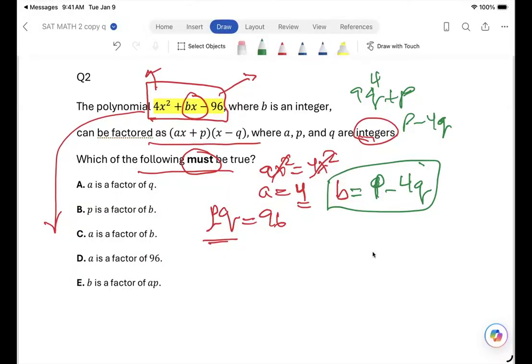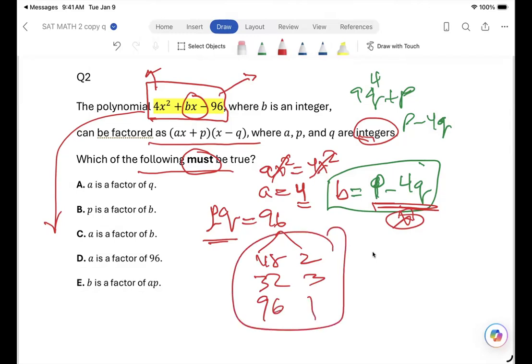E is what? It's based on P and Q. And since we have those numbers which are not fixed, 96 can come from what? 48 times 2. You can have 32, 3, 96, 1. So many numbers. And they can determine what B is. B is not fixed. Therefore, we cannot pick everything. The only answer that was true is D. Learning this way, Desmos will become a friend that you would love for your SAT.